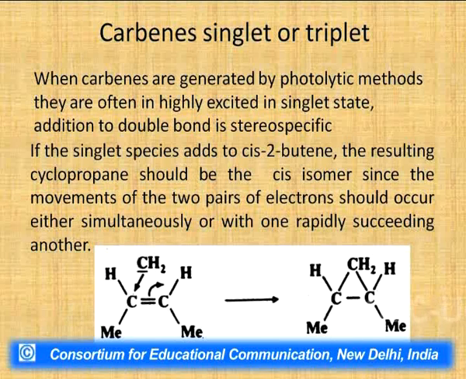So, when we add the carbenes to alkenes, if the singlet species is added to cis-2-butene as shown in the figure, the resulting cyclopropane should be the cis isomer, since the movement of the pair of electrons should occur either simultaneously or with one rapidly succeeding the other. So, if we react cis with the singlet species, the product will be cis.